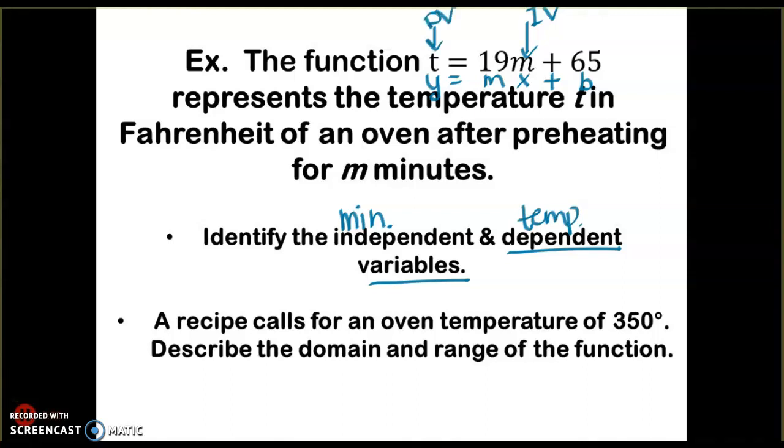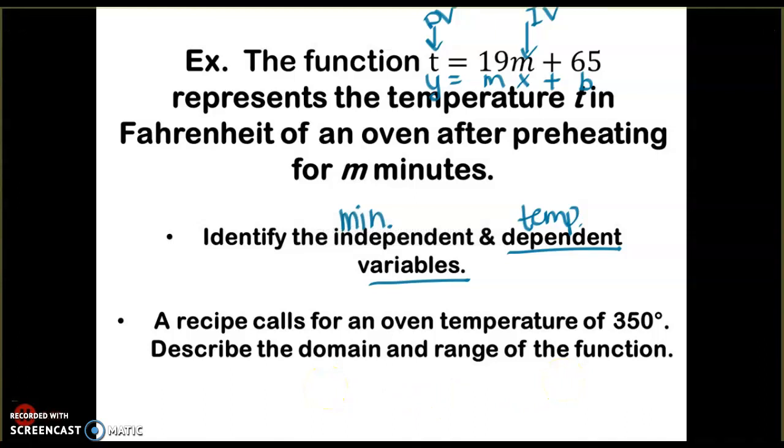That's what's going to be the temperature; it depends on how many minutes the oven's on. So as I'm looking at this, we need to recall that a recipe calls for an oven temperature to be 350 degrees. We need to describe the domain and the range of this function.